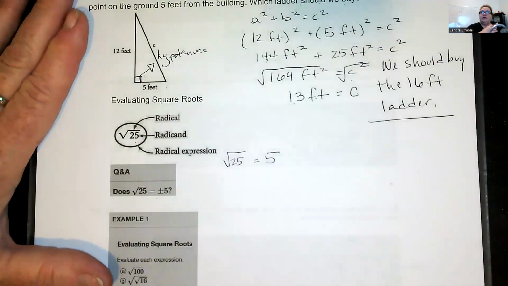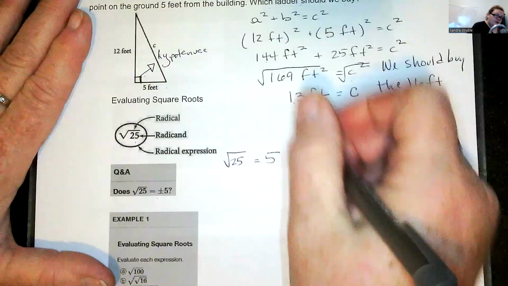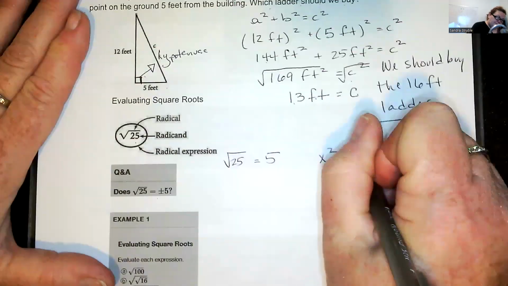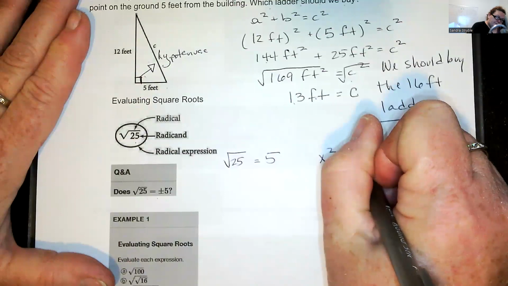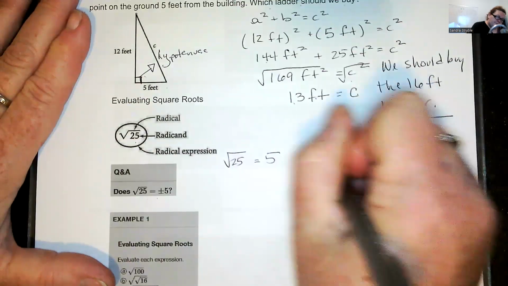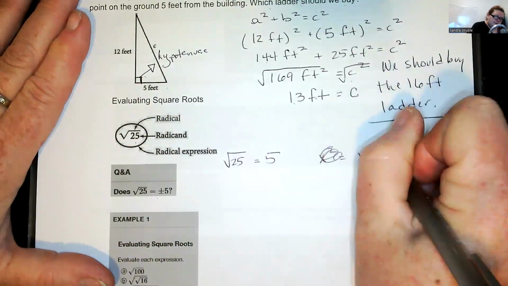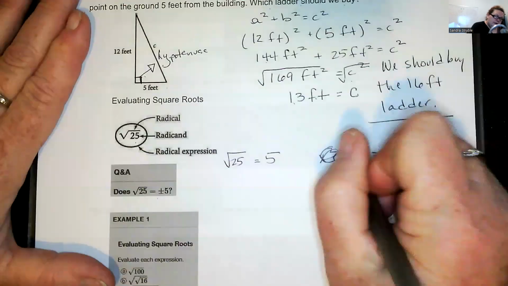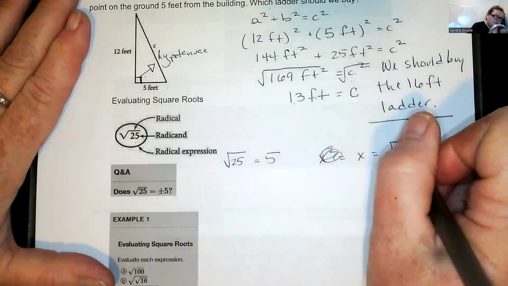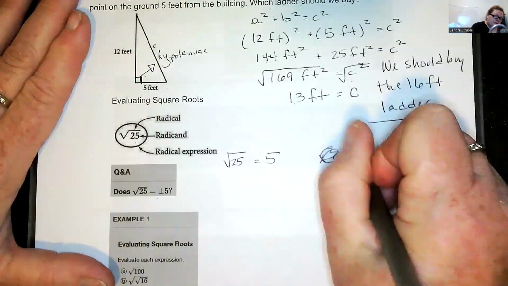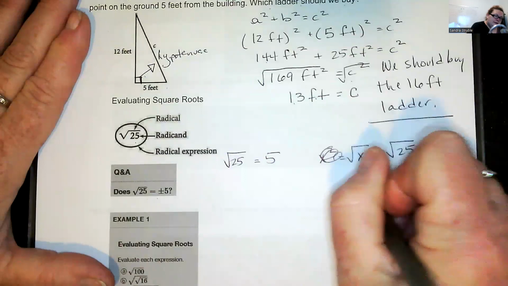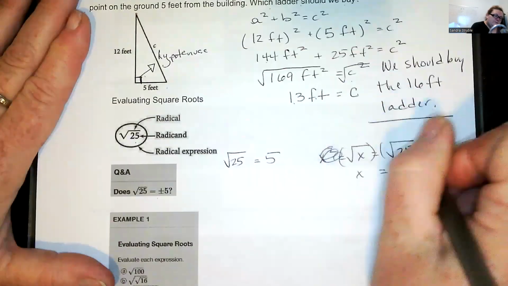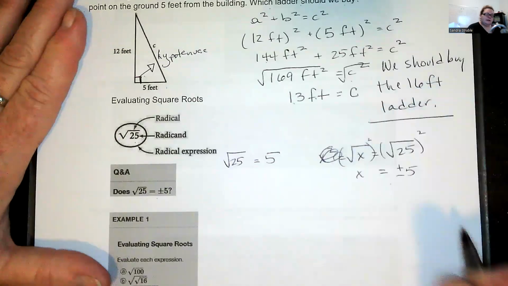The folks who are thinking the answer was yes are the same folks who are doing this. Wrong way. X is equal to the square root of 25. So when you do that, x is equal to plus or minus 5 because you have to square both sides of this in order to get it to come out of there.